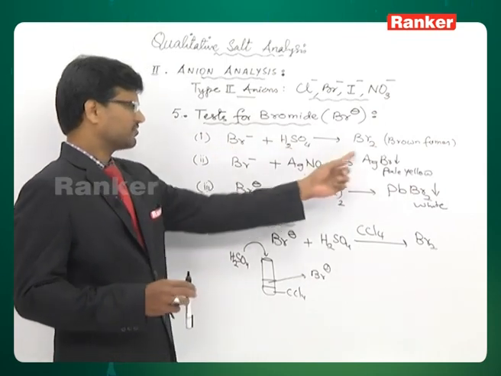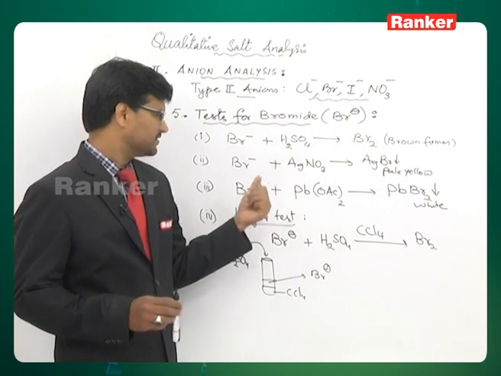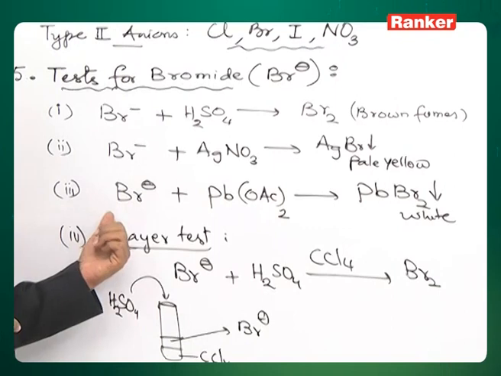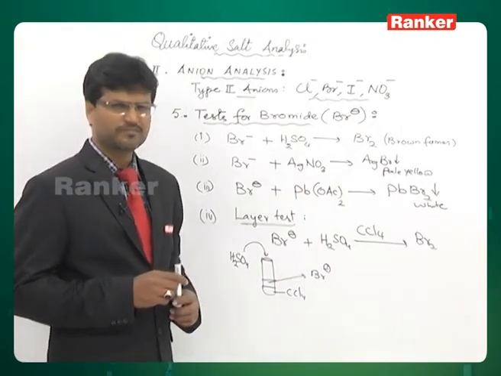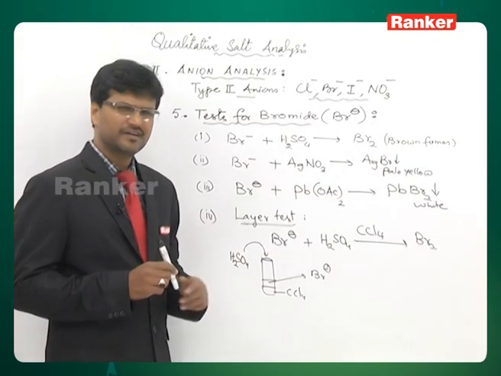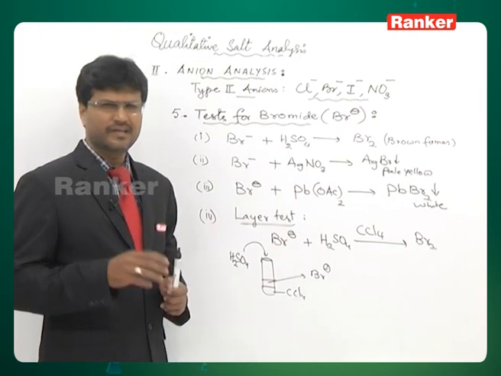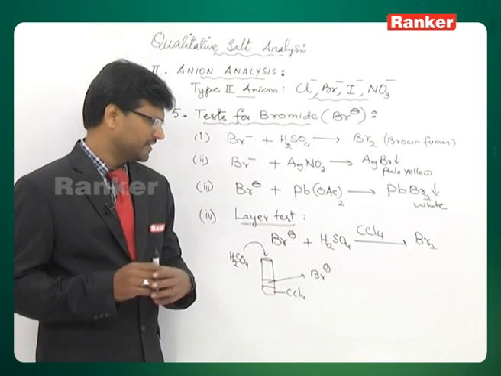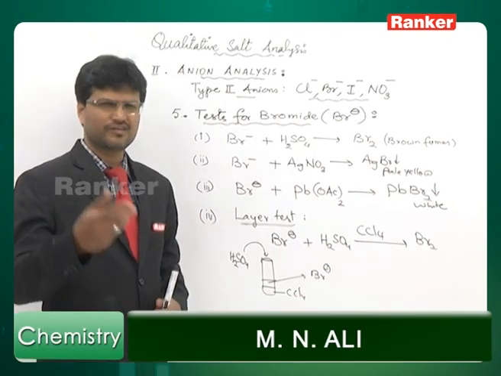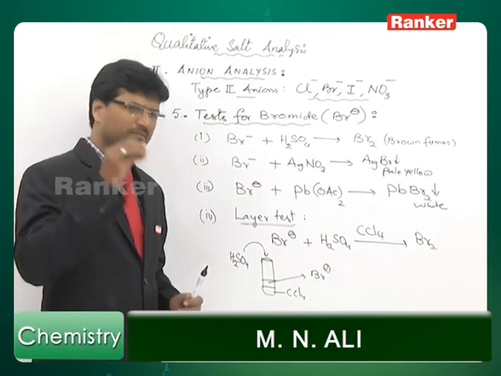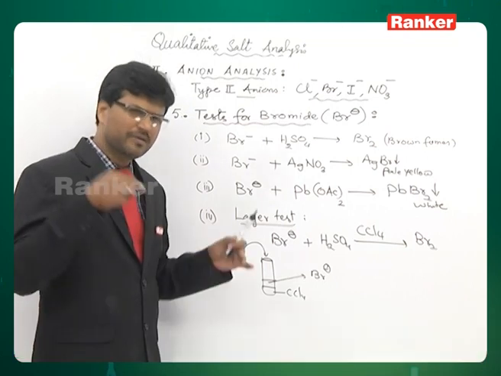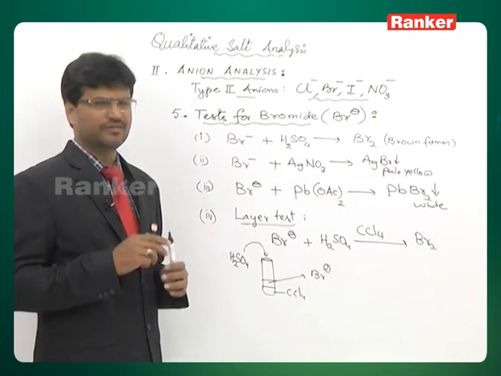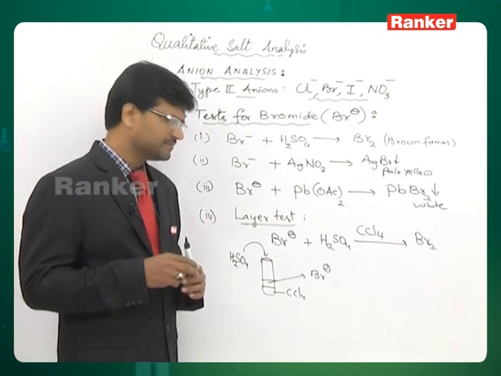Bromide is oxidized to bromine with concentrated sulfuric acid. Bromide gives a pale yellow precipitate of AgBr with silver nitrate. Bromide gives white precipitate of plumbous bromide with lead acetate, and this is layers test. Layer test consists of treating bromide with sulfuric acid in presence of a solvent like chloroform or CCl4. Whatever bromide becomes bromine, bromine will dissolve in CCl4, and the layer of CCl4 develops the color of bromine.